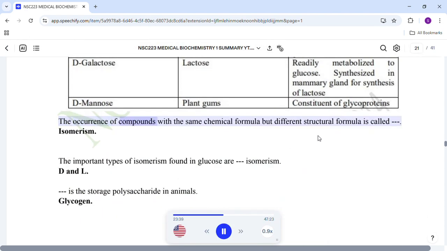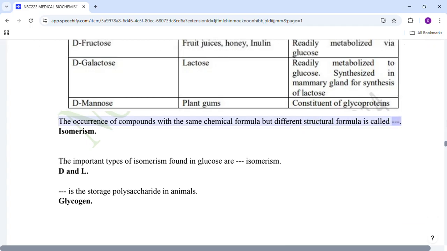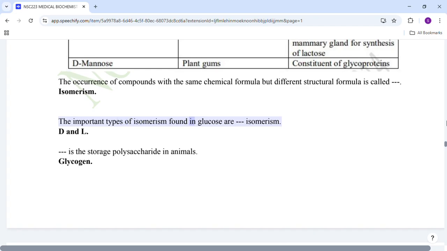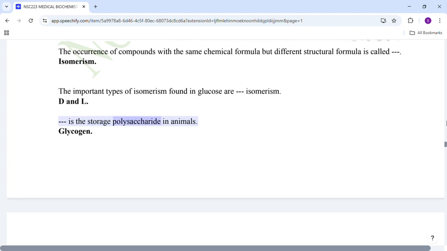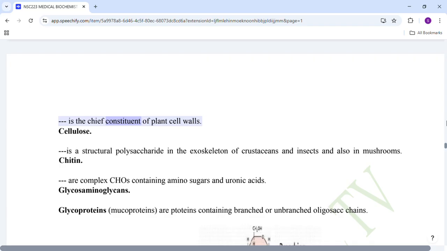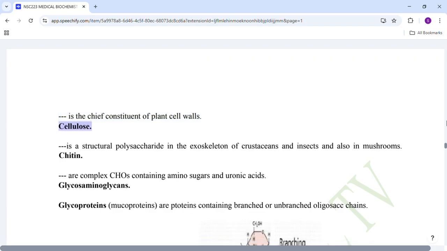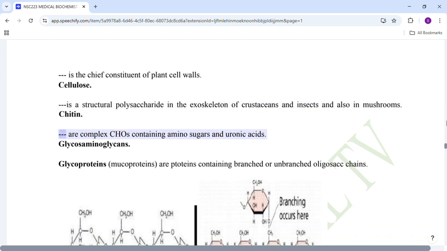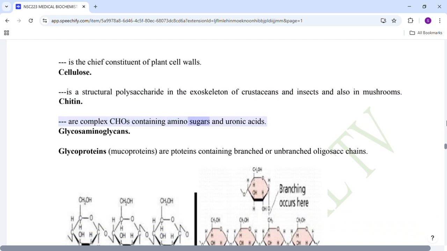The occurrence of compounds with the same chemical formula but different structural formula is called isomerism. The important types of isomerism found in glucose are D and L isomerism. Glycogen is the storage polysaccharide in animals. Cellulose is the chief constituent of plant cell walls. Chitin is a structural polysaccharide in the exoskeleton of crustaceans and insects and also in mushrooms. Glycosaminoglycans are complex chains containing amino sugars and uronic acids.